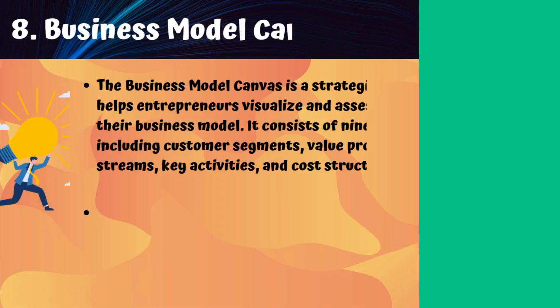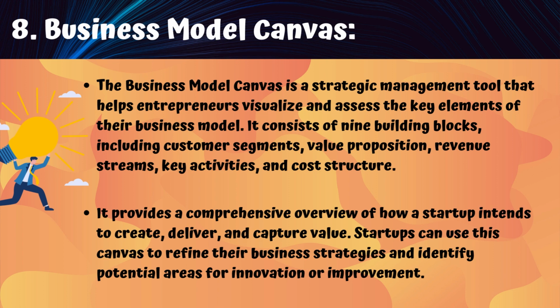Number 8. The Business Model Canvas is a strategic management tool that helps entrepreneurs visualize and assess the key elements of their business model. It consists of 9 building blocks, including customer segments, value proposition, revenue streams, key activities, and cost structure. It provides a comprehensive overview of how a startup intends to create, deliver, and capture value. Startups can use this canvas to refine their business strategies and identify potential areas for innovation or improvement.